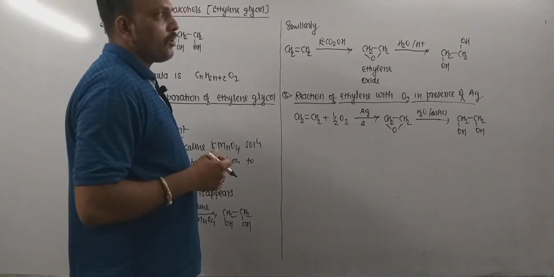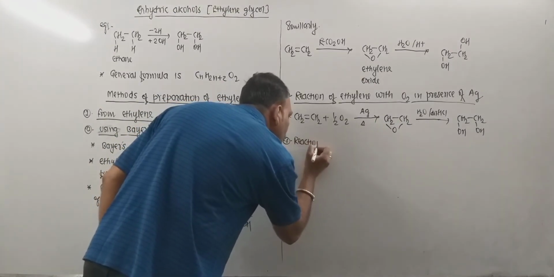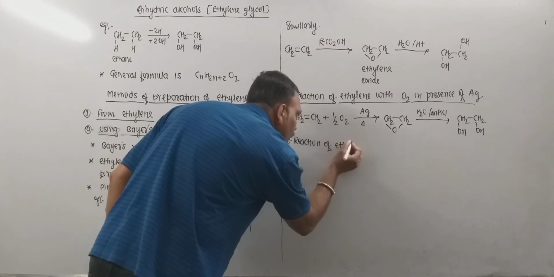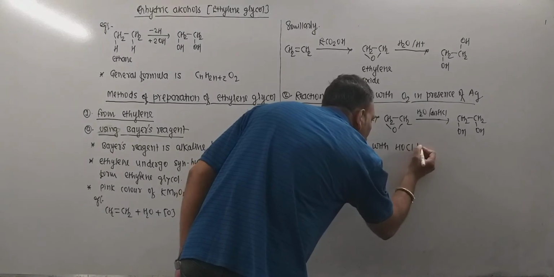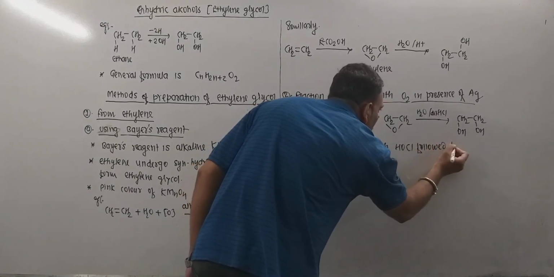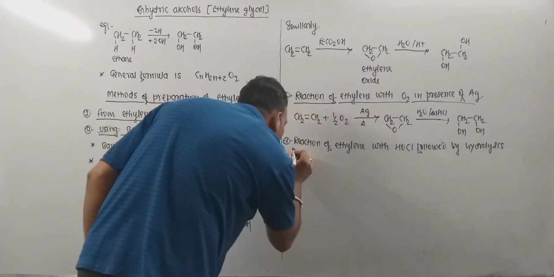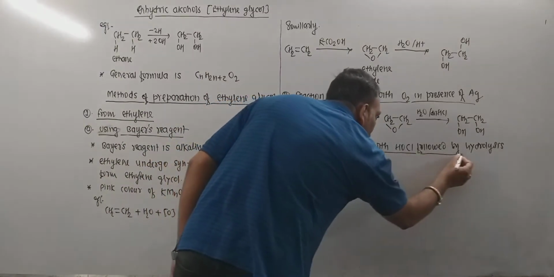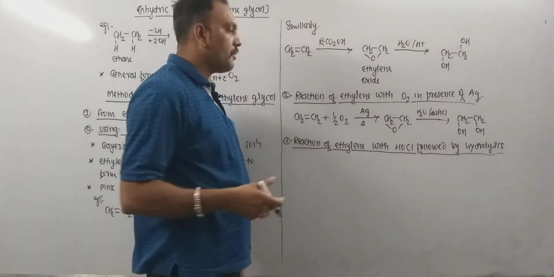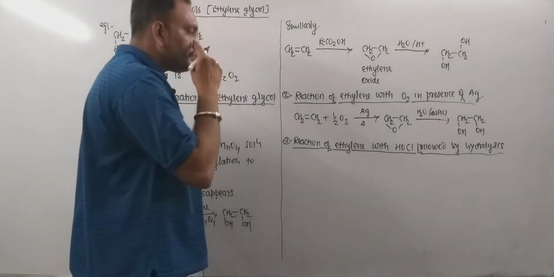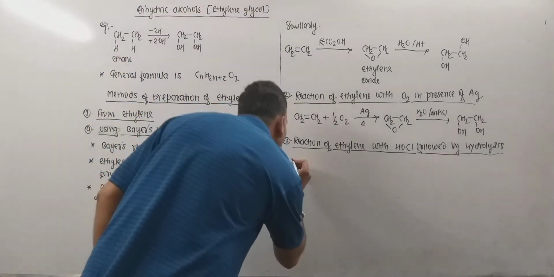Then third very important thing is the reaction of ethylene with hypochlorous acid, that is HOCl, followed by hydrolysis, and remember this is industrial method to prepare ethylene glycol. I mean the commercial method, ethylene glycol is prepared in bulk by using this method. And remember, for hydrolysis purpose we need to use sodium bicarbonate. So let's see what happens.